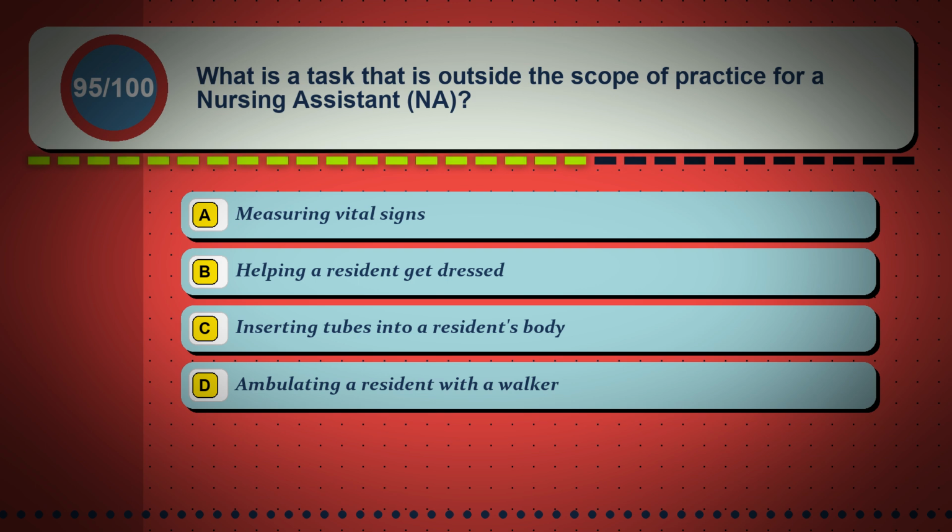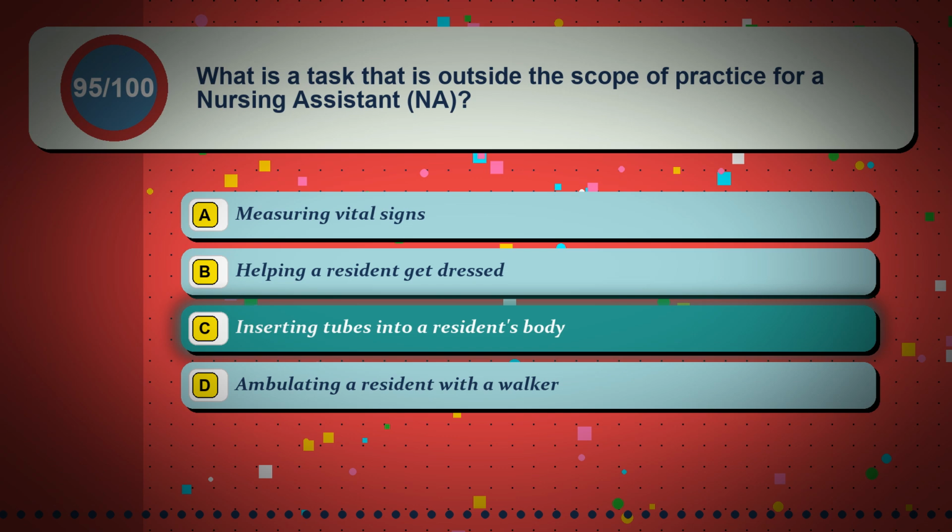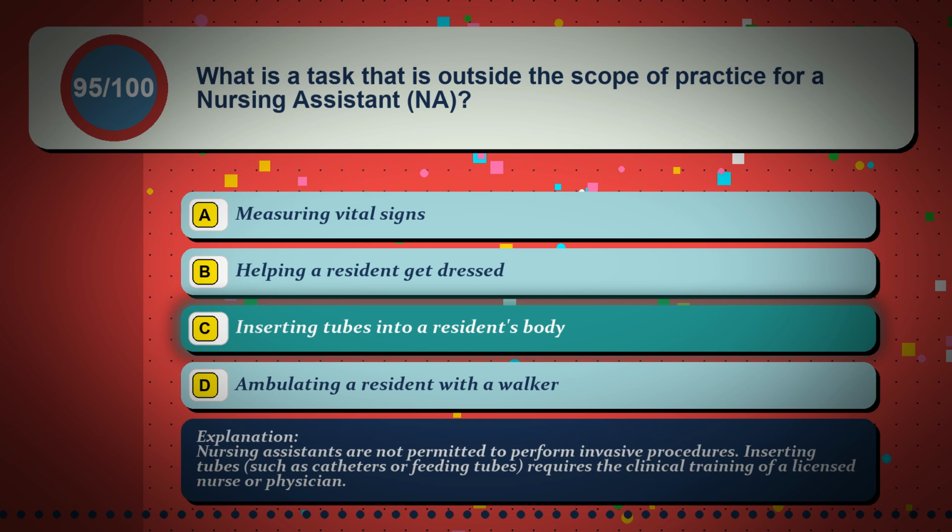Option A, measuring vital signs. Option B, helping a resident get dressed. Option C, inserting tubes into a resident's body. Option D, ambulating a resident with a walker. The correct answer is option C, inserting tubes into a resident's body. Nursing assistants are not permitted to perform invasive procedures. Inserting tubes, such as catheters or feeding tubes, requires the clinical training of a licensed nurse or physician.